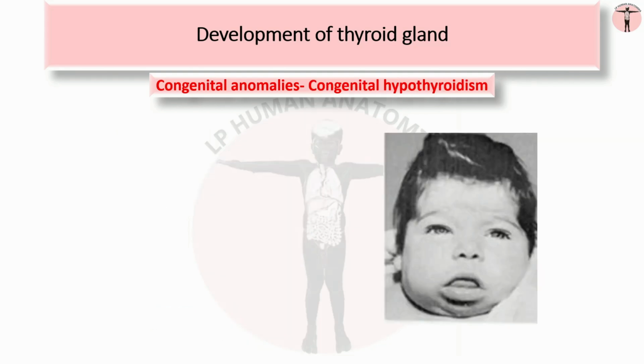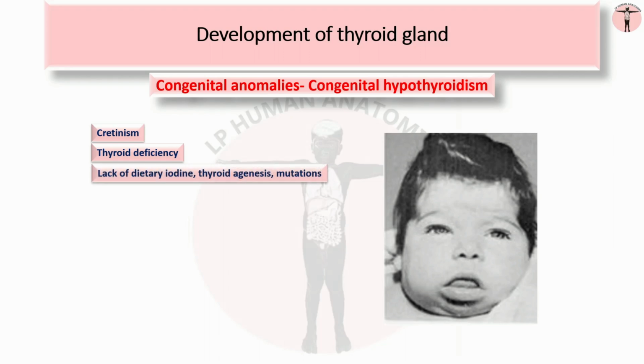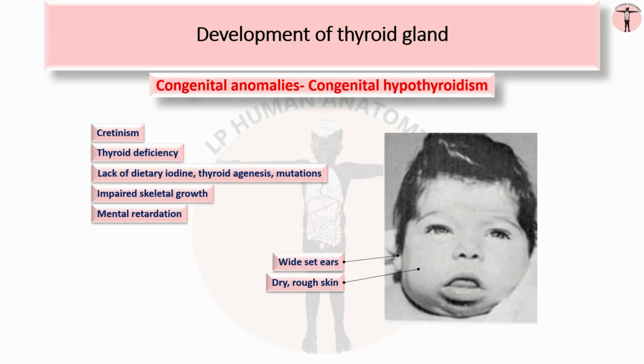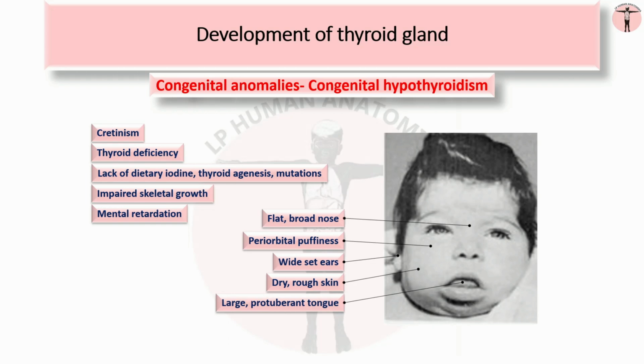Congenital hypothyroidism is also called cretinism. It occurs when a thyroid hormone deficiency exists during the early fetal period due to a severe lack of dietary iodine, thyroid agenesis, or mutations involving the biosynthesis of thyroid hormone. This condition causes impaired skeletal growth and mental retardation. This is characterized by dry, rough skin, wide-set ears, periorbital puffiness, a flat, broad nose, and a large protuberant tongue.